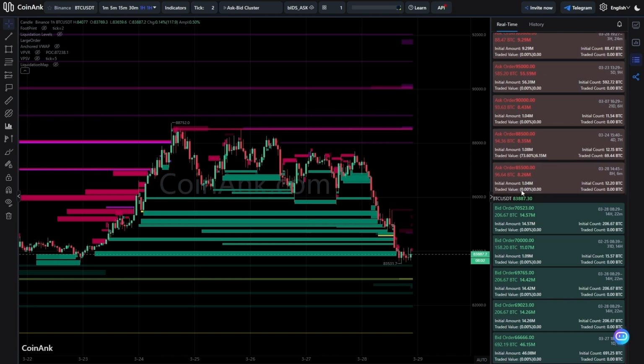What we see sometimes here, for example, an initial amount of 1 million and now it's 8 million. It means there's different people sitting with different sell orders on the exact same zone.